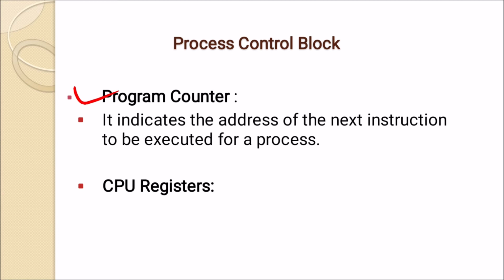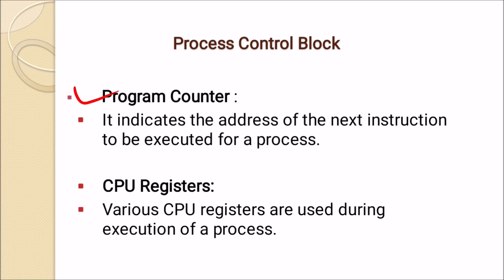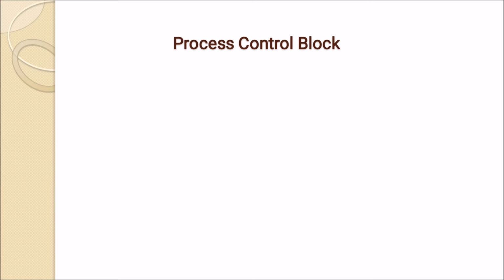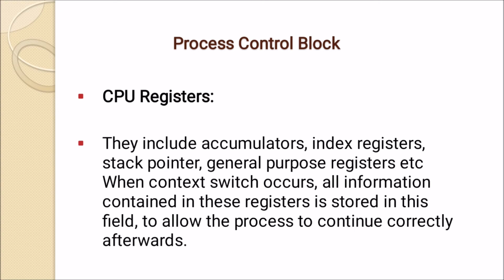The next one is CPU registers. Various CPU registers are used during execution of a process. They include accumulators, index registers, stack pointer, general purpose registers, etc. in the CPU registers. So when a context switch occurs, what is a context switch basically?